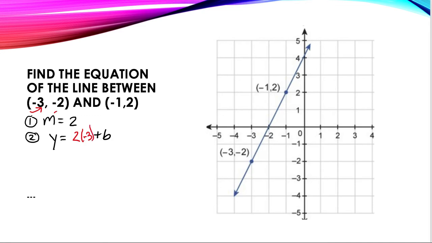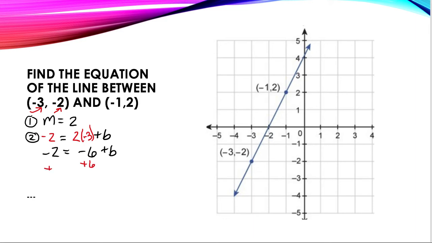And then I'm going to plug in the corresponding y value. So the y value would be -2. And then we're going to simplify. So I've got -2 is equal to 2 times -3, which is -6, plus b. Your job is to get the b by itself. So we're going to need to add 6 to both sides of this expression.